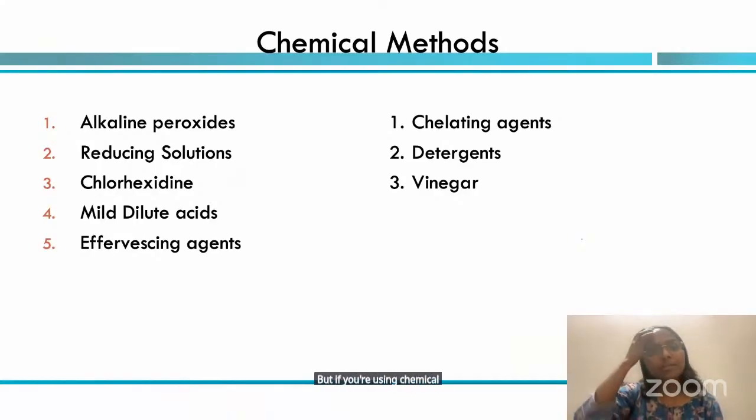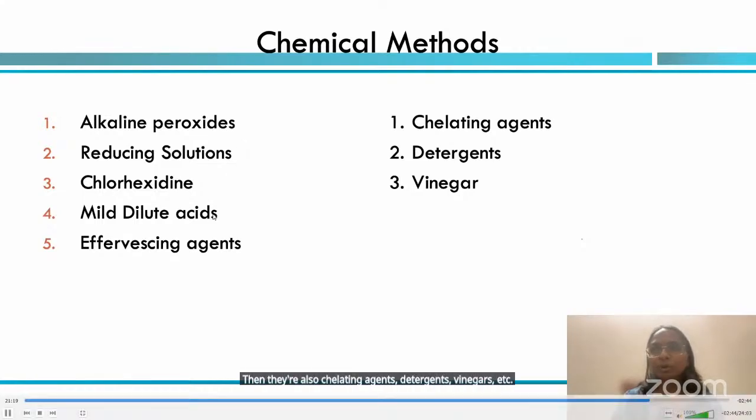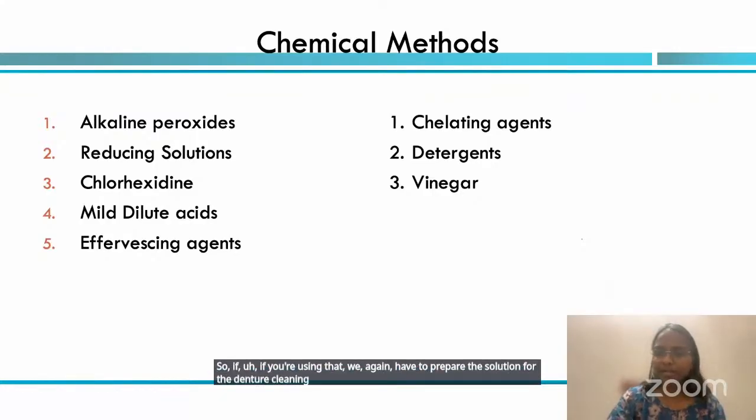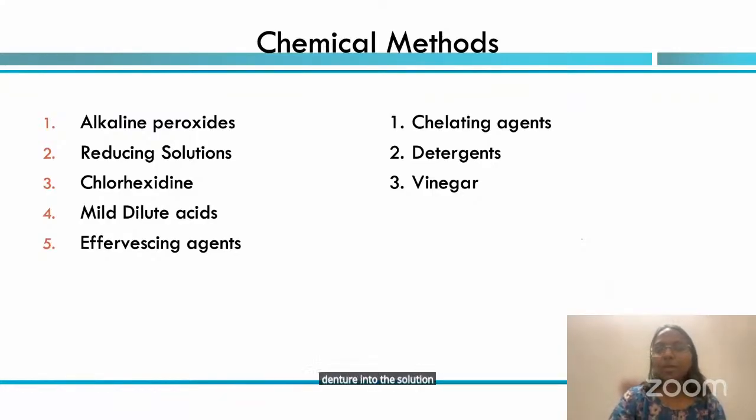But if you're using chemical methods like alkaline peroxides, antimicrobials like chlorhexidine, or effervescent agents, then there are also chelating agents, detergents, vinegars, etc. There are so many products in the market for denture cleaning. If you're using that, we again have to prepare the solution for denture cleaning and keep our denture in the solution for the time recommended by the manufacturer.